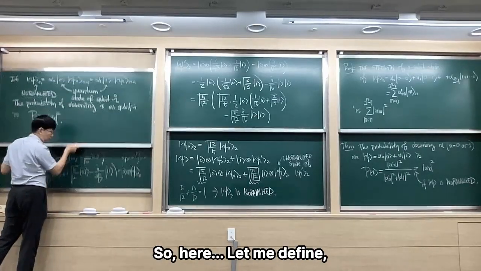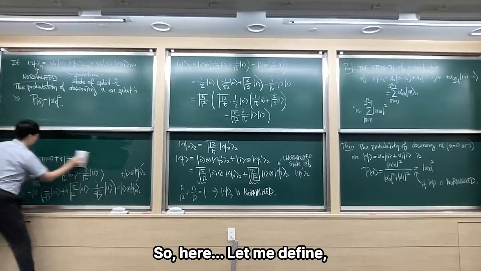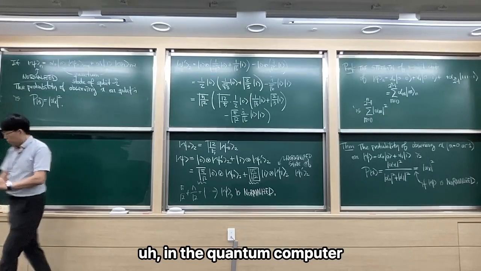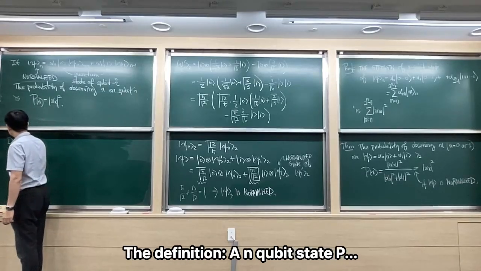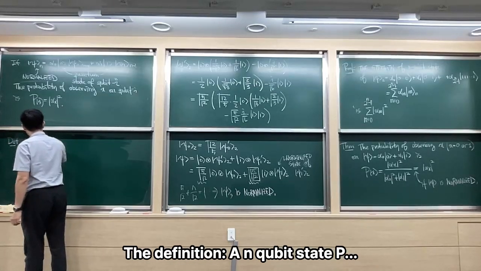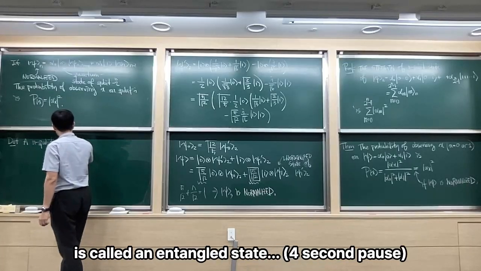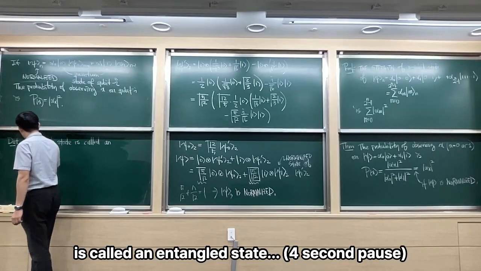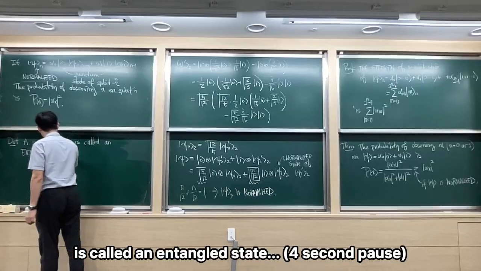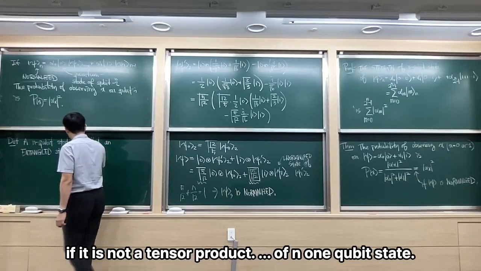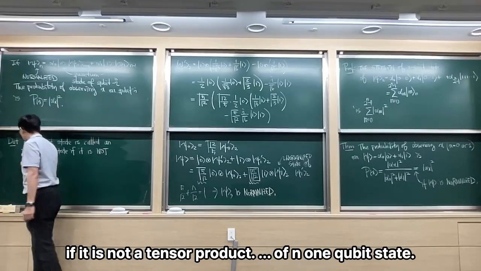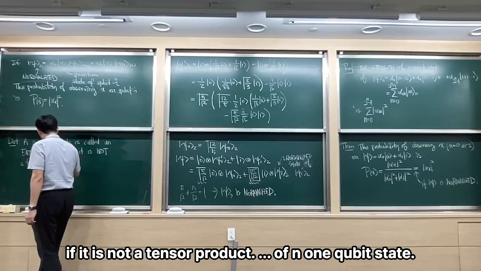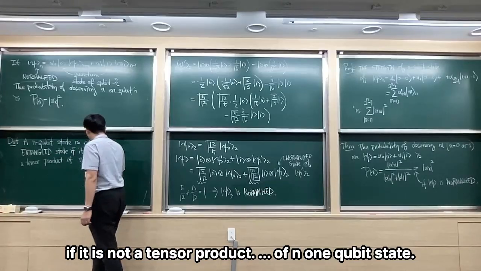So here, let me define the important terminology in the quantum computer and also quantum mechanics. So, definition: an n-qubit state is called an entangled state if it is not a tensor product of n one-qubit states.